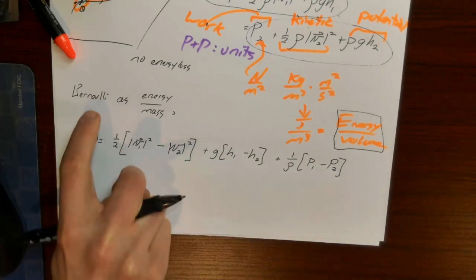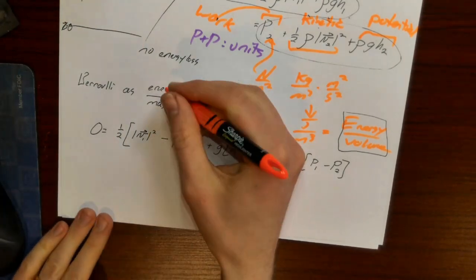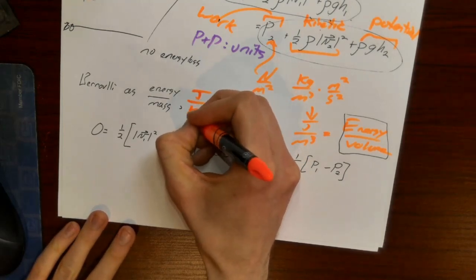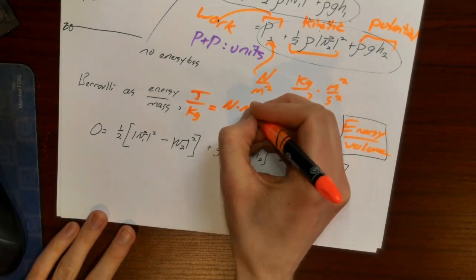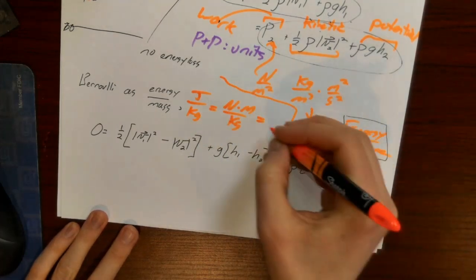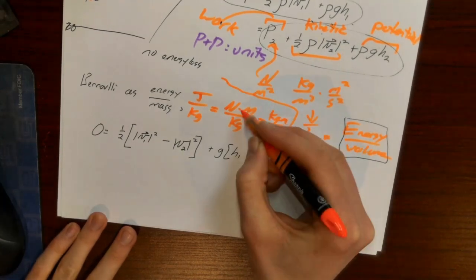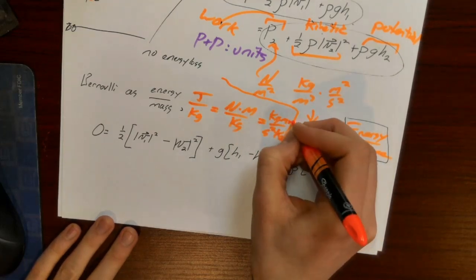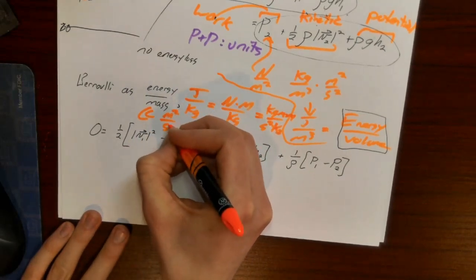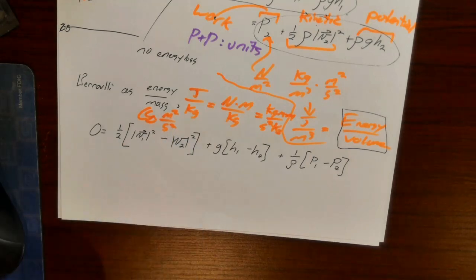So I could reformulate Bernoulli as energy per unit mass, and you could check each of these terms. Energy is joules and mass is kilograms, but I could equally formulate a joule as a newton meter, and a newton as a kilogram meter per second squared, per kilogram, and then meters on the top. So what is this energy per unit mass? Energy per unit mass has units of meters squared per second squared. What does that mean? All of the terms in this equation basically have to have units of meters squared per second squared.